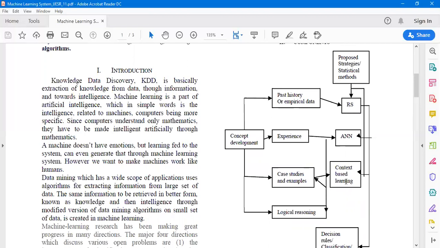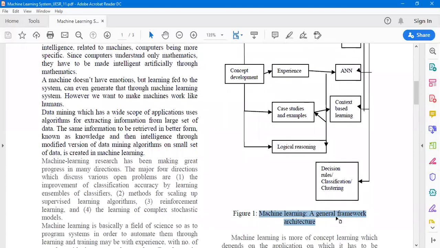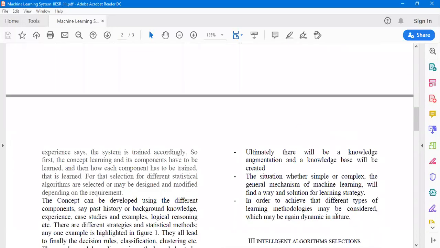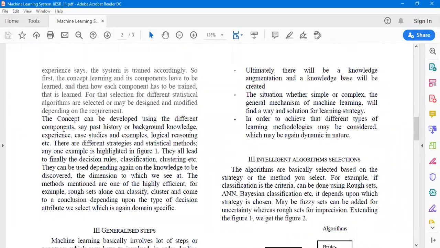So incorporating the context-based learning, the descriptive model, the predictive model approach, combining them, and then we decide our rules and strategies to classify our data and the outcome which is expected. So the concept can be developed using different components as discussed, say past history or background knowledge and experience, case studies, examples, logical reasoning, etc. There are different strategies and statistical methods. Any one example is highlighted in the figure as far as the sentiment-based system is concerned. They led finally to the decision rules, classification, clustering, etc.